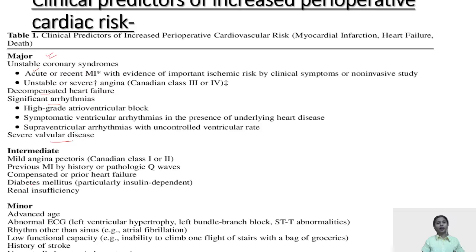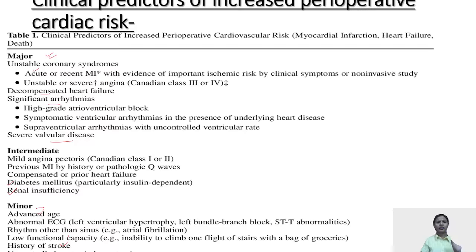Then the most important of the intermediate risk factors are your diabetes and renal insufficiency. Your diabetes and renal insufficiency are intermediate risk factors of major adverse cardiac events. And when we talk about minor, they are your geriatric patients, patients with a history of stroke, and uncontrolled systemic hypertension, which is only a minor factor in increasing the perioperative cardiac risk.